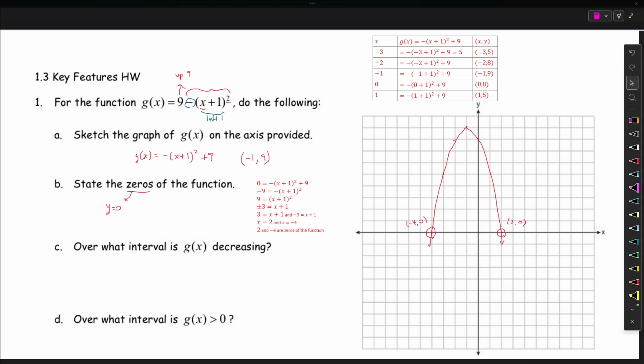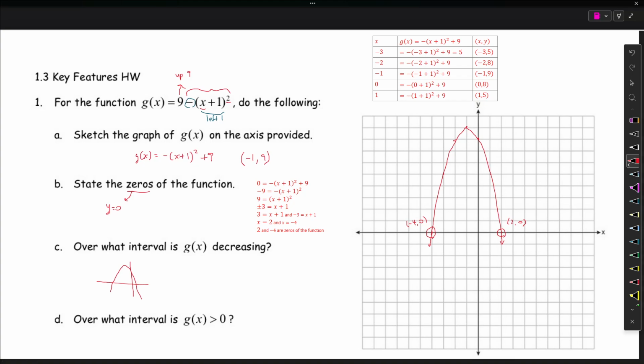Okay, for the next part, it says over what interval is g of x decreasing. Now, if you think about that, let's say we didn't have the graph. That's when thinking about the parent function and all the transformations that happen comes in handy, right? So, for instance, we can think of this as, oh, it's left 1, flip over the x, and then up 9, starting from a parabola. So we know that it should look something like this, right, more or less. I know there's a graph right here, but still.